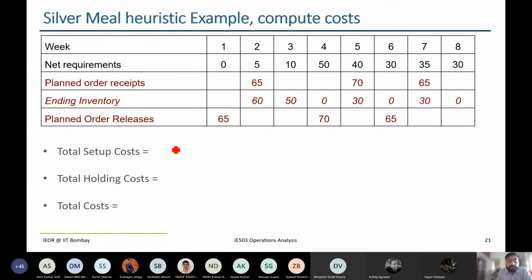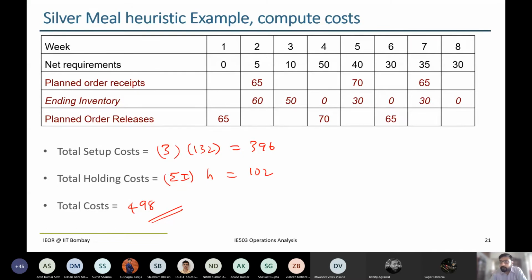Now you can see that the Silver Meal here recommended 3 setups, each is going to cost 132. So the total setup cost comes out to be 396, and total holding cost is again the sum of inventory times H, which comes out to be 102. So total cost comes to 498, which is still slightly better than our EOQ model. Any questions on this? This brings an end to the Silver Meal heuristic. Any questions?